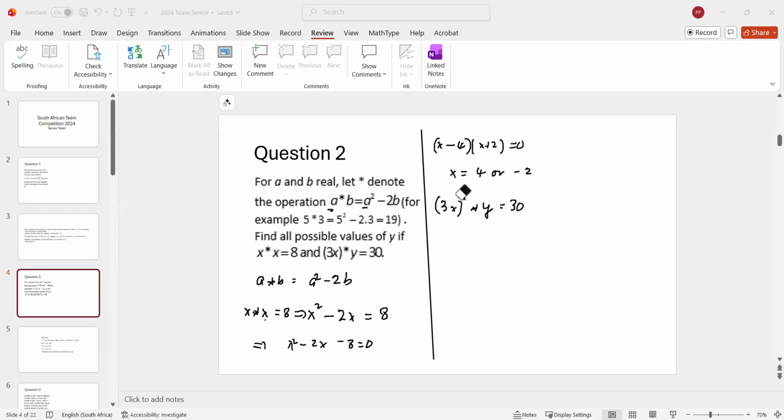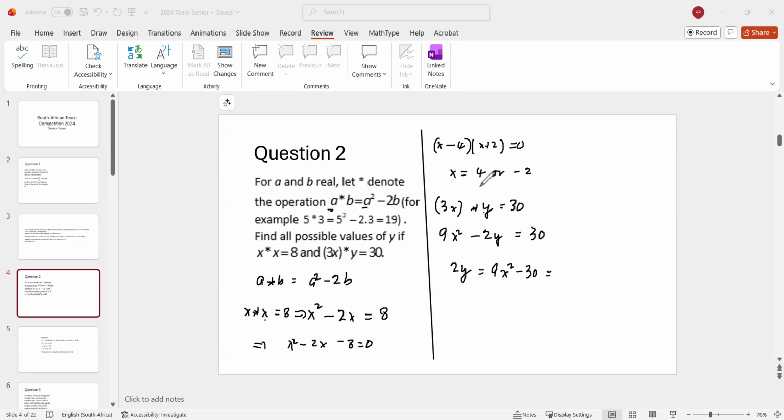Now, according to the rule, the first is squared, and you subtract. So this is 9x squared, first is squared, minus 2y, minus twice the second, is equal to 30. All right, now we need to calculate y. So I'm going to make 2y the subject. So bring 2y on the right-hand side. I got 9x squared minus 30.